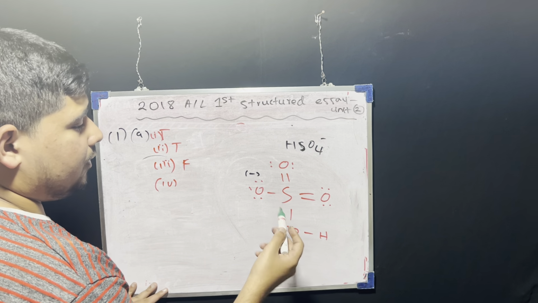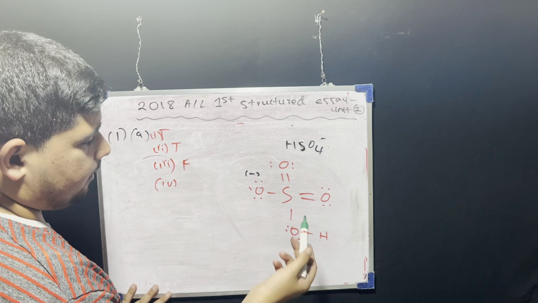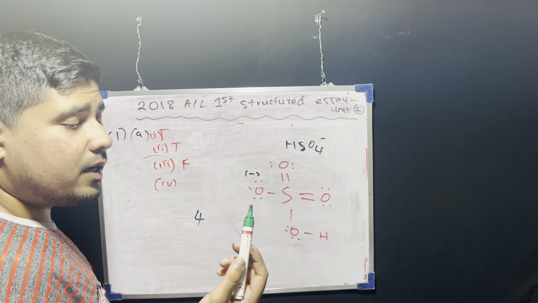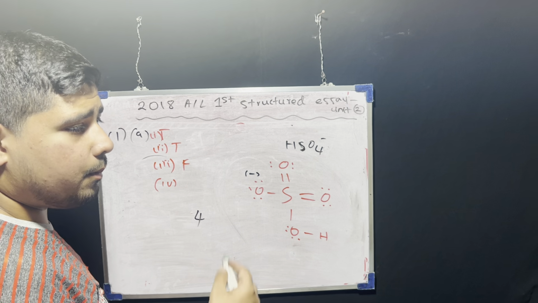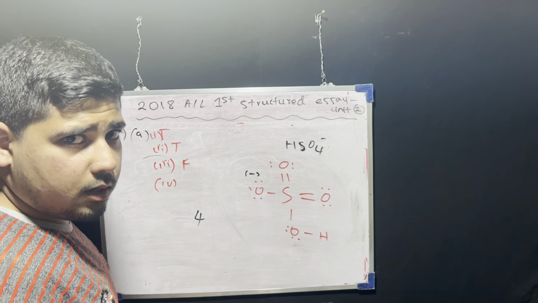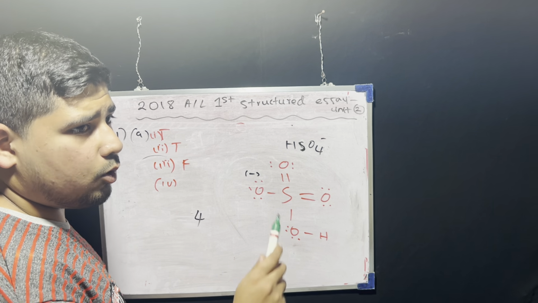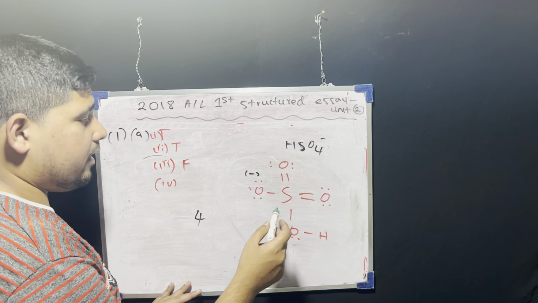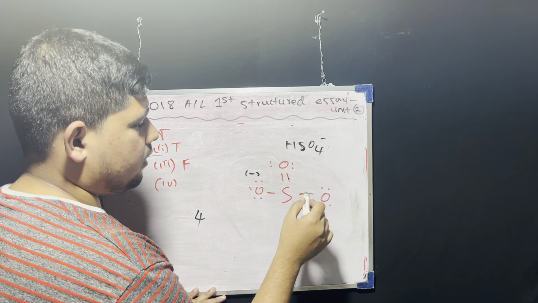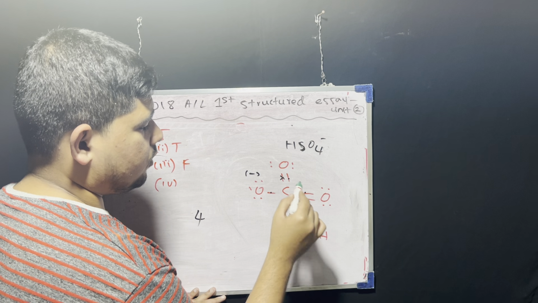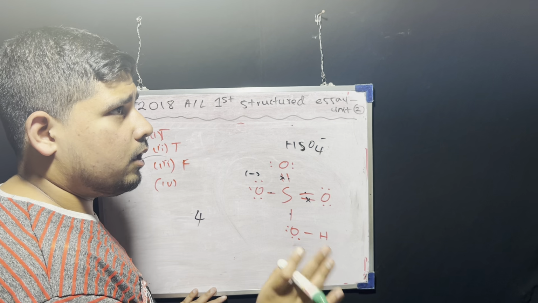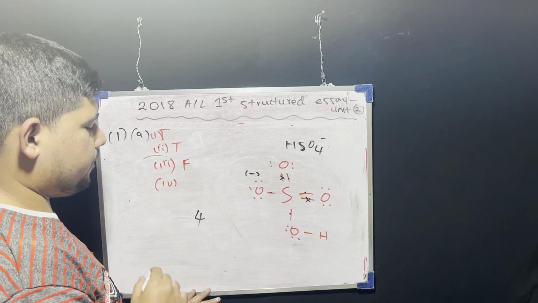Now, what is the VSEPR pair here? You know the VSEPR pair is 4 now. What is this VSEPR pair? It is the sum of sigma bond pairs plus lone pairs, if there is any. Here, there is no lone pair. So, what is the number of sigma bonds? 1, 2, 3, 4. What are these two? These two are pi bonds. Pi bonds are not included in the VSEPR pair. So the number of VSEPR pairs is 4.